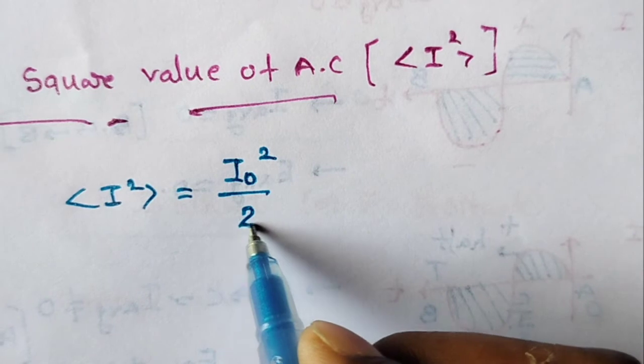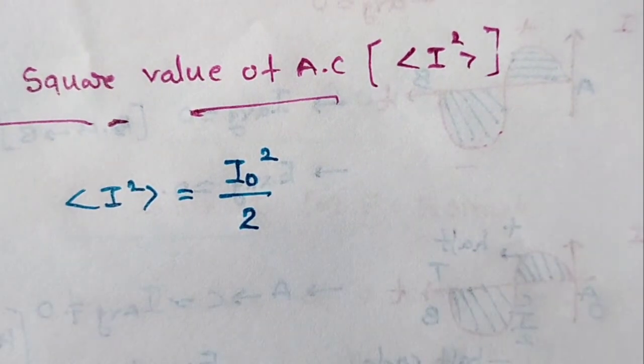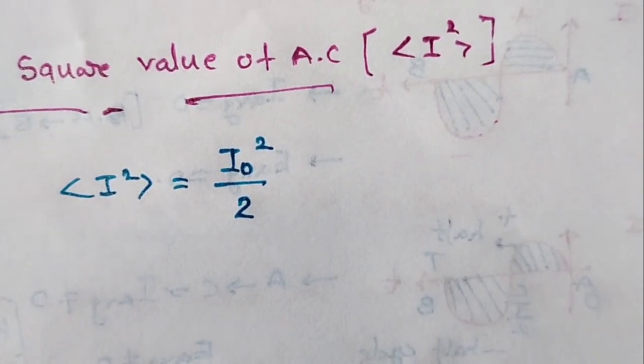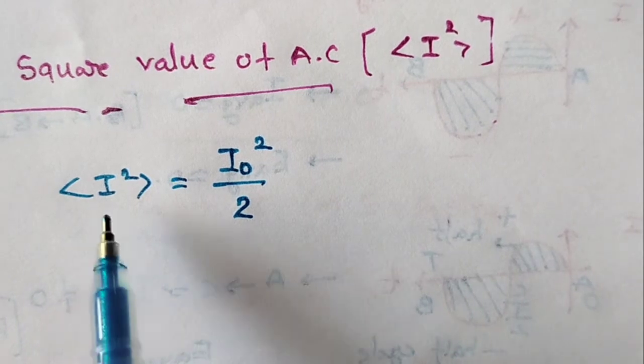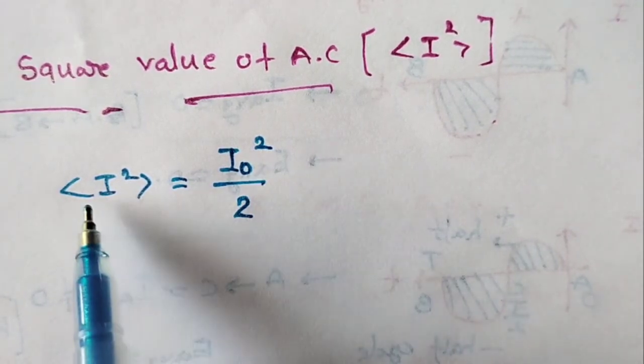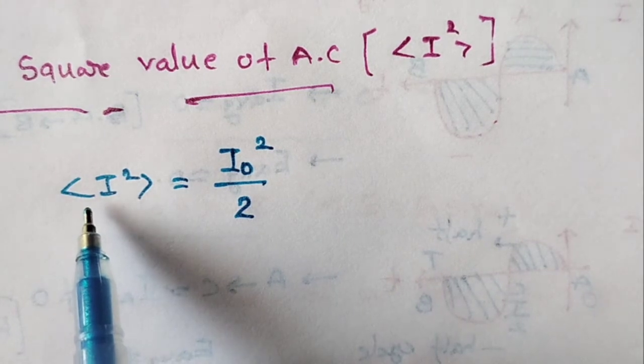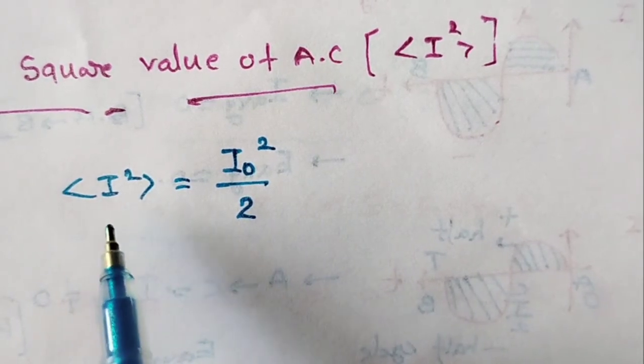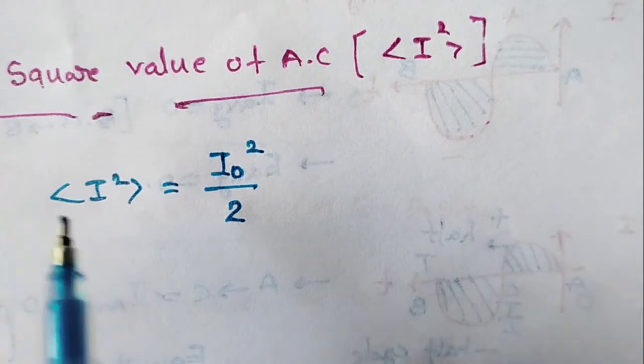What is the value? Same. R, I, E, everything will be same: I square or E square or V square is I naught square by 2. This is the mean square value of EAC. This is a mean square value.